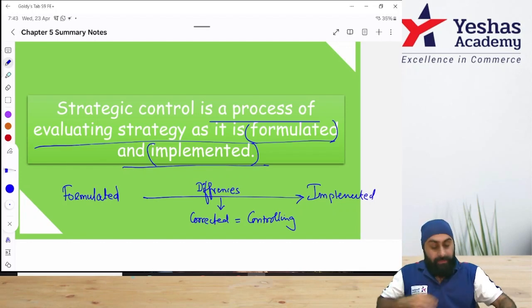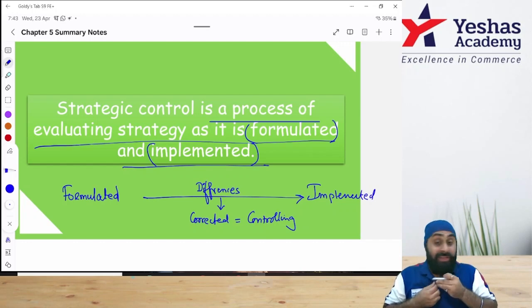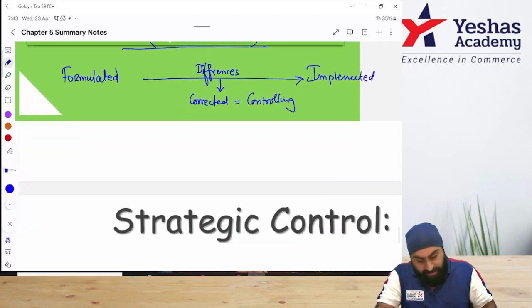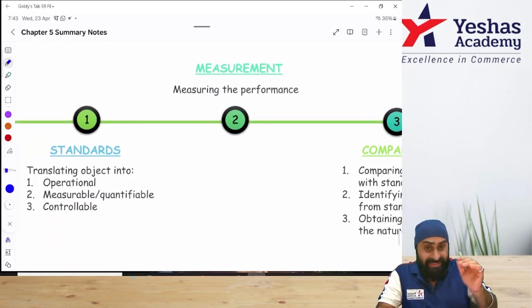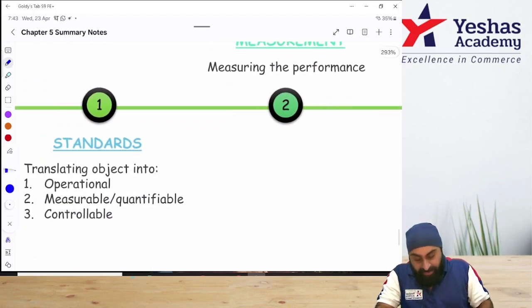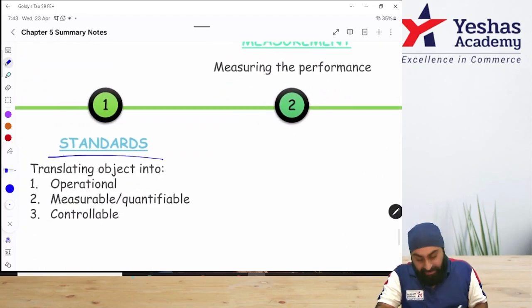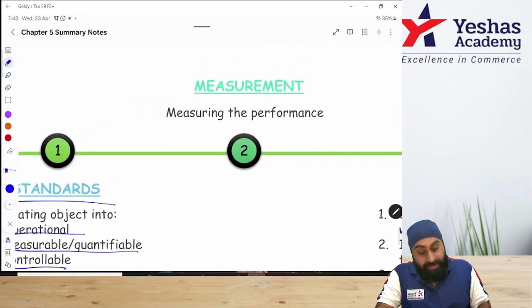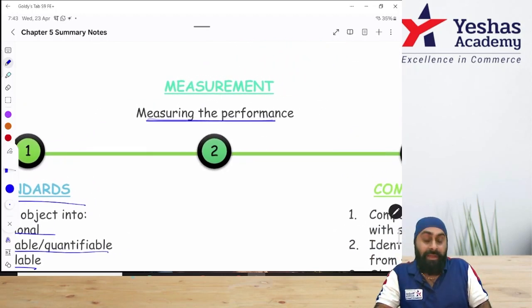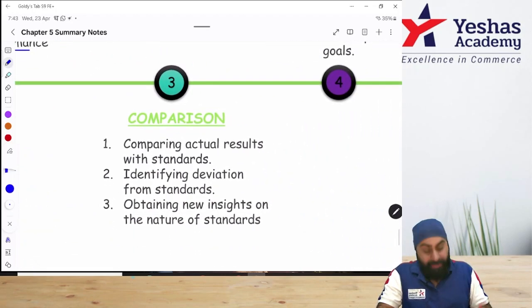So, guys, moving on to the next topic, which is controlling. We're going to see what are the types of control. We're going to see strategic control. See, this is the process of strategic control. First, you create a standard that is operational, manageable, measurable, qualifiable, controllable. Then you measure your performance as per this. Obviously, you will compare that.